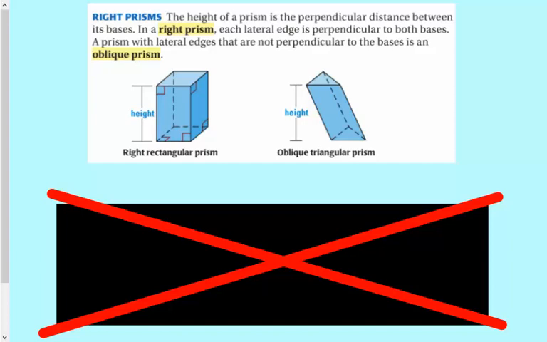Right prism: the height of a right prism is the perpendicular length between its bases. In a right prism, each lateral edge is perpendicular to both bases. A prism with lateral edges that are not perpendicular to the bases is an oblique prism. You just have to know this is a right prism and that's oblique. Don't really need to know the technicalities there. If you see a right prism, you should be able to identify it, and if you see an oblique prism, you should be able to identify that as well.